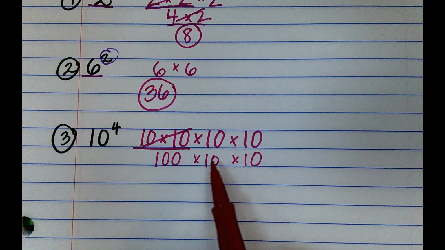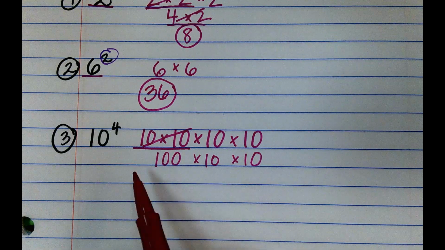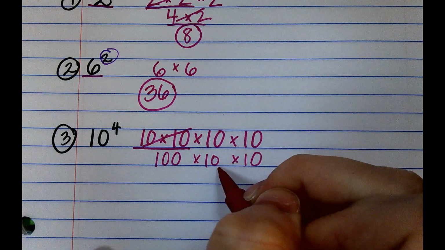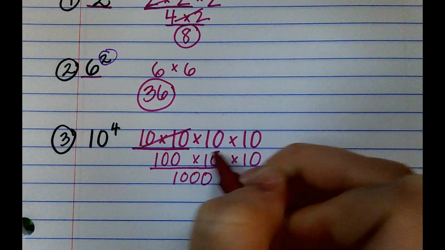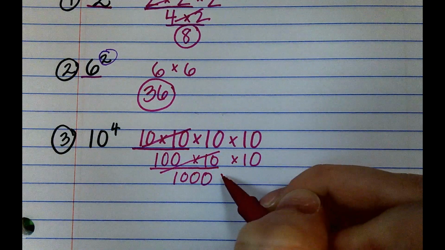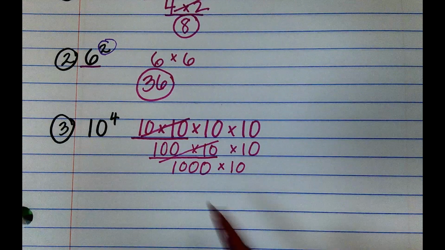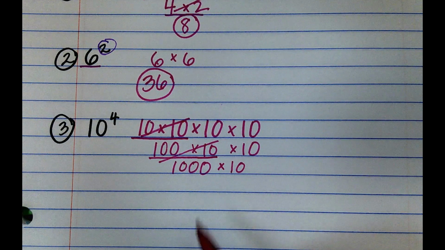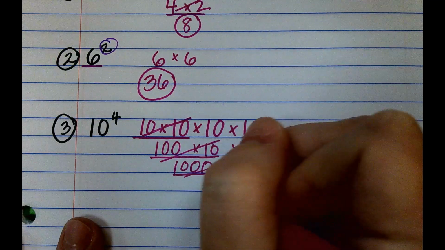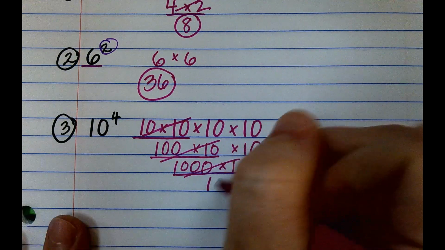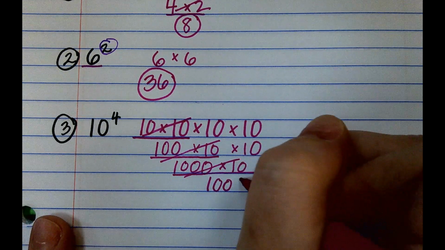Now I'll multiply 100 times 10, which is 1,000. I'll bring down, I have 1 more times 10. Times 1,000, what do I get? 10,000. So it's a 1 with 4 zeros.